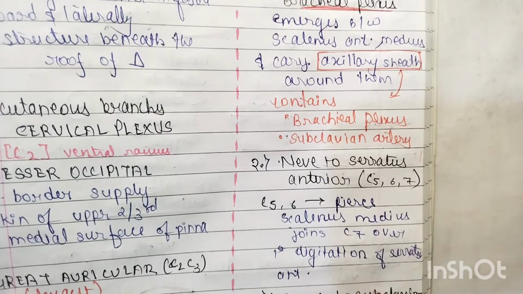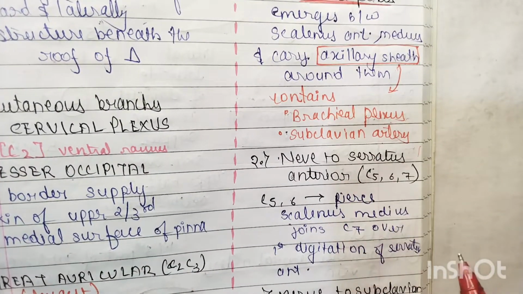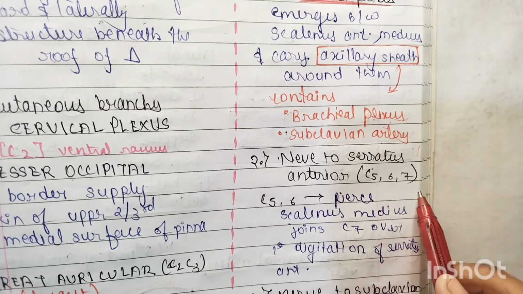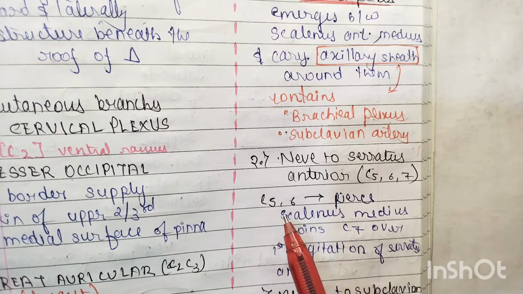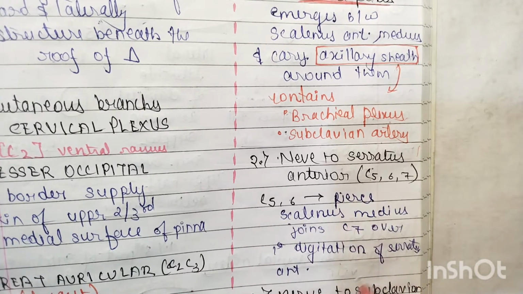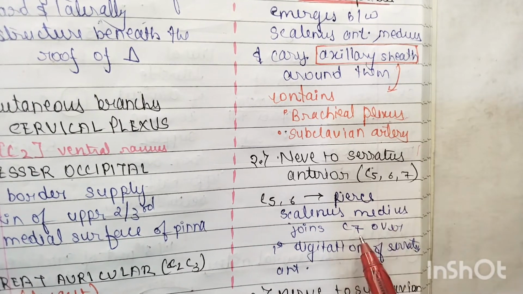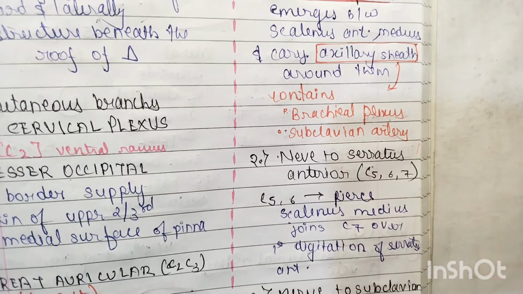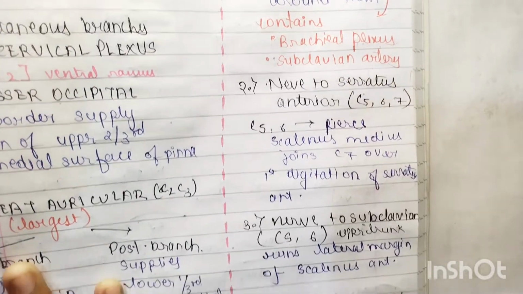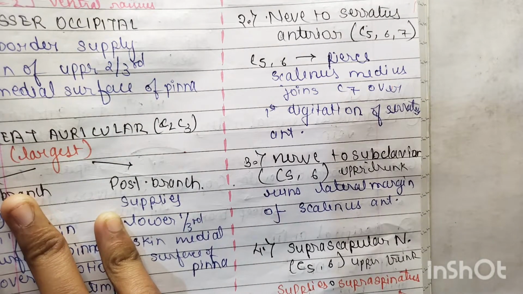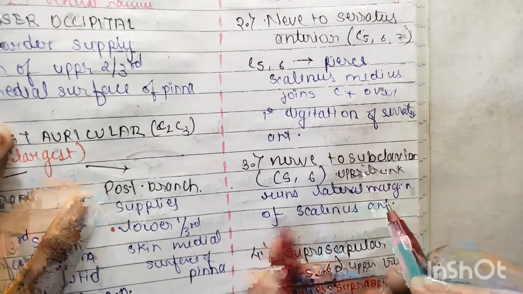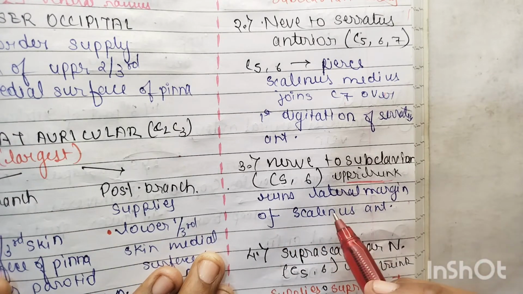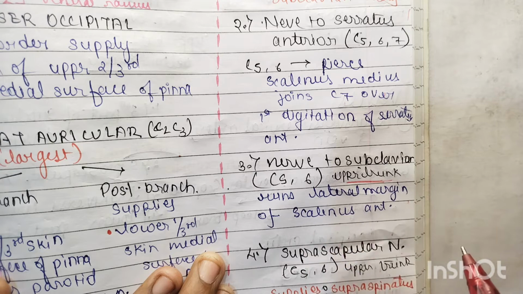Then we have the nerve to serratus anterior, that is C5, C6 and C7, whereas C5 and C6 pierce the scalenus medius and join the C7 over the first digitation of the serratus anterior. Then we have the nerve to subclavius, that is C5 and C6. It is on the upper trunk, and it runs on the lateral margin of the scalenus anterior.